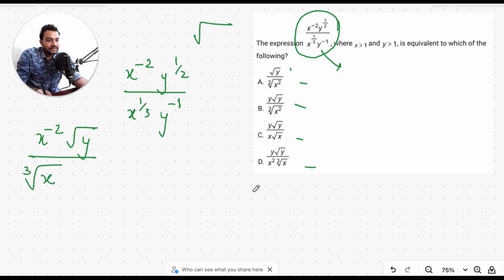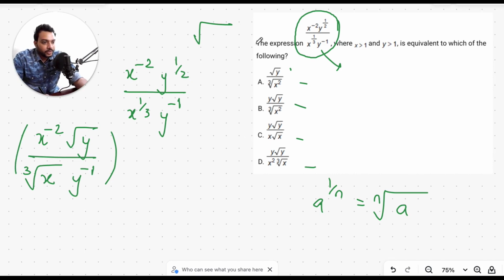So quickly revising, any number a raised to the power 1 over n is basically the nth root, represented by this. For square roots, we don't usually write 2 in place of n, but it's understood that there's a 2. Now y raised to negative 1. This is where we are right now. Let's see the options. We do have cube root of x in the denominator and square root of y in the numerator in all of the options except for C. Cool. Now let's try to simplify further.